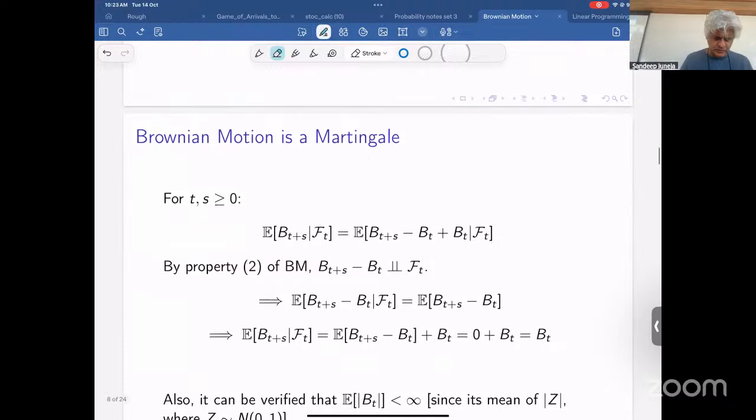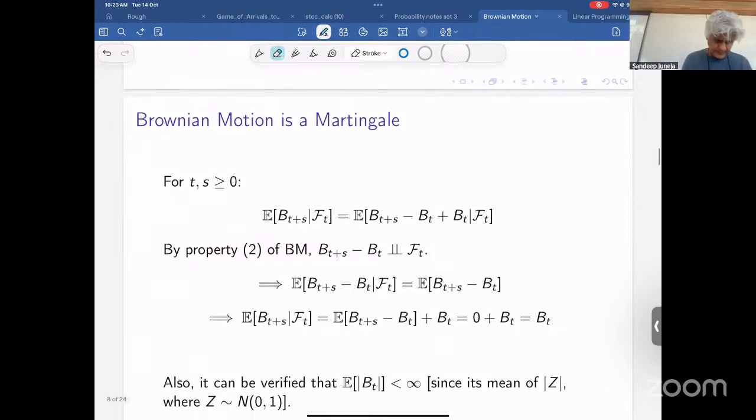Okay, so let's move on now. So Brownian motion is a martingale, right? We've not really defined continuous time martingale, but we kind of know what it should be. Just replace the discrete indexes by continuous indexes, and you get a continuous time martingale. So in particular, if M_t is a martingale, you want this property to be true.